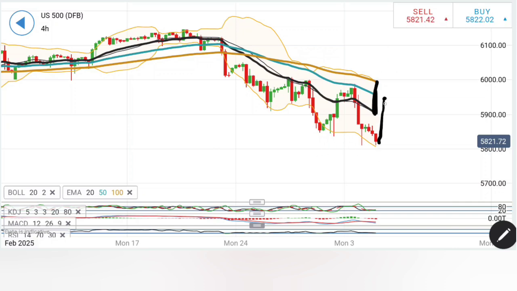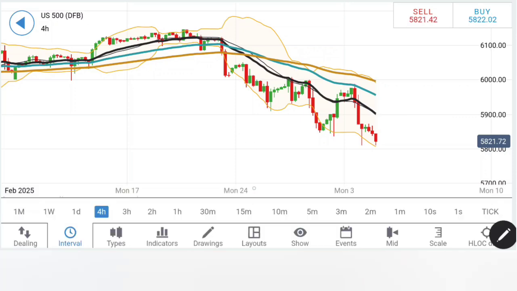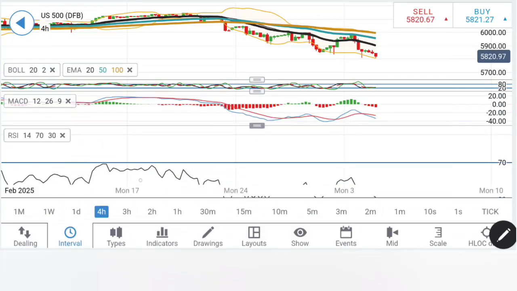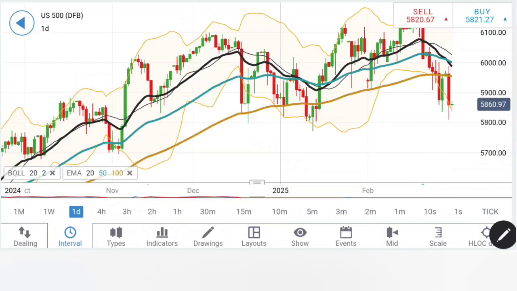On the upside, once it trades beyond 5870, what are we looking at? We are looking at 5920 plus levels. Be mindful of this. Yes, things are getting oversold and the recovery has to be there, but it is not showing any such sign.